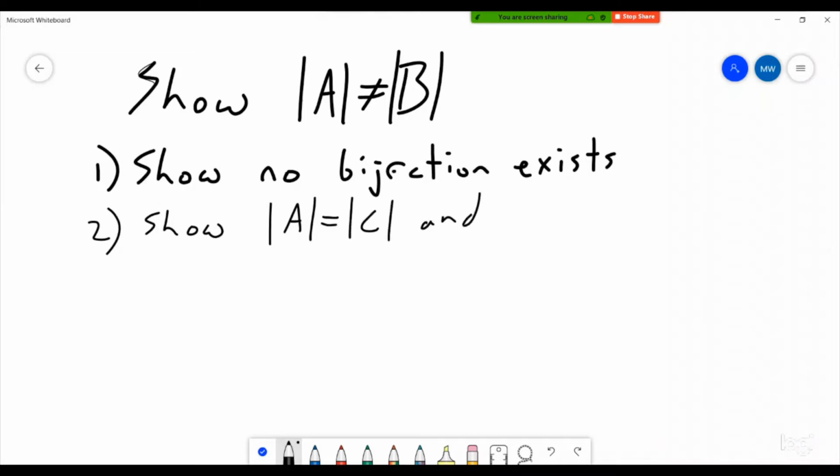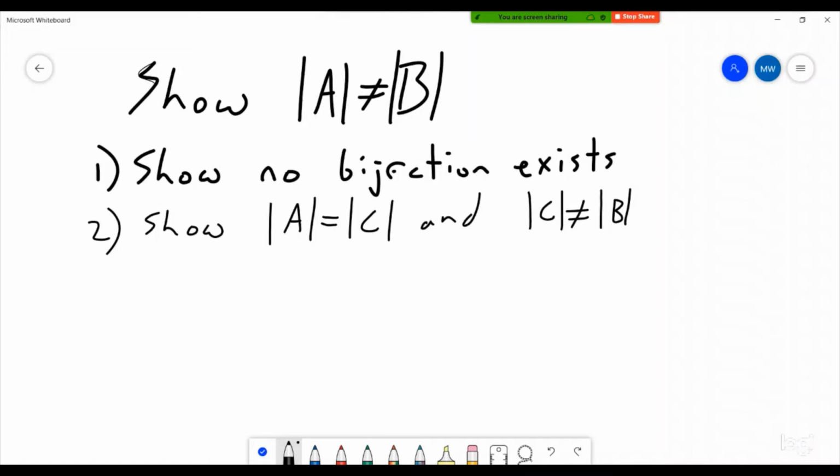Yeah, so if you show that A has the same cardinality as some other set C that you already know of, and you've already shown that the cardinality of C is not equal to the cardinality of B, that's another way to do it. So yeah, that's a perfectly valid way. I can't think of any more off the top of my head.